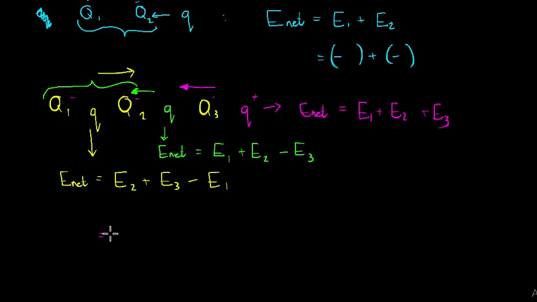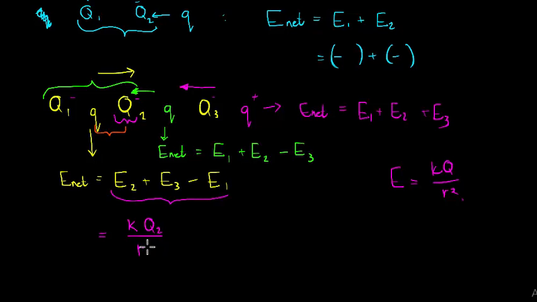I think for now that's it. I just want to show you this. What do I mean by this? I simply mean, remember what our formula for E is? Our formula is K times Q over R squared. In other words, E2 is K times Q2, the charge on Q2, divided by the distance between Q2 and Q, that distance squared. So in each one of these I will have a unique charge and a unique distance. Please keep that in mind.